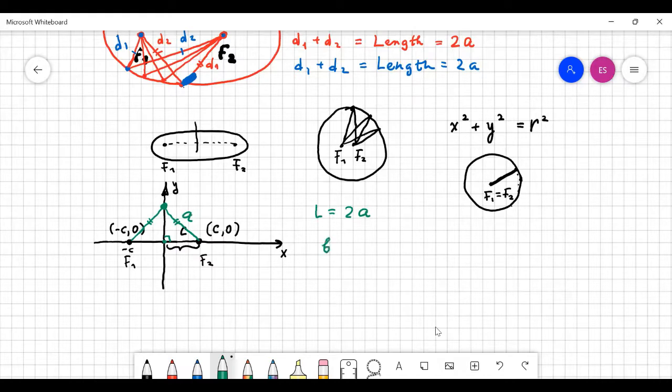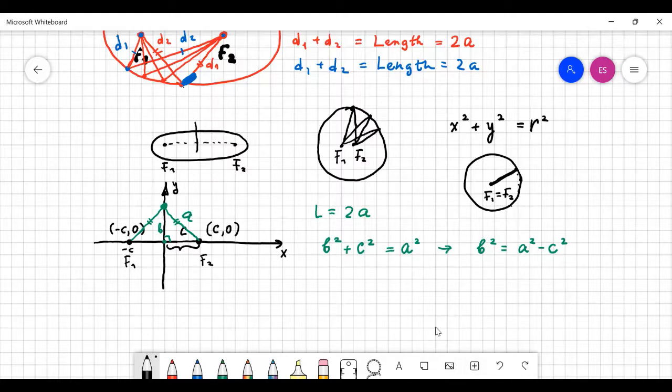I'm going to label side B. Remember that for a right triangle, we can write down the Pythagorean theorem: B squared, that's side B, plus C squared, that's side C, equals A squared. From this I'm going to write down that B squared equals A squared minus C squared. Eventually I'm going to use it, but not right now. Right now, I'm just going to put it apart over here.